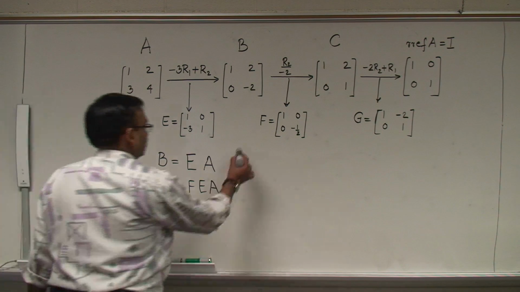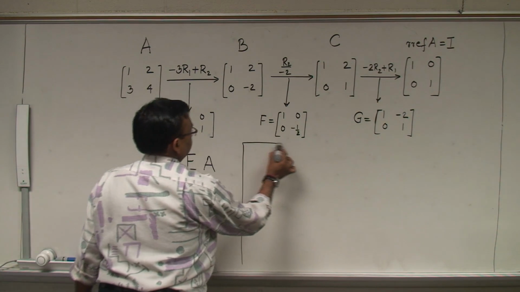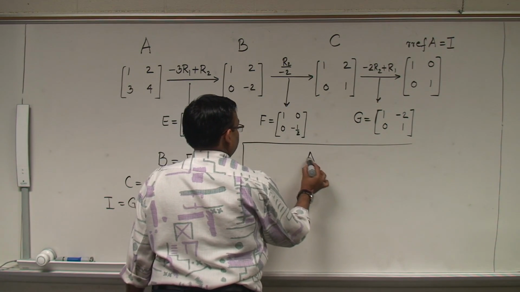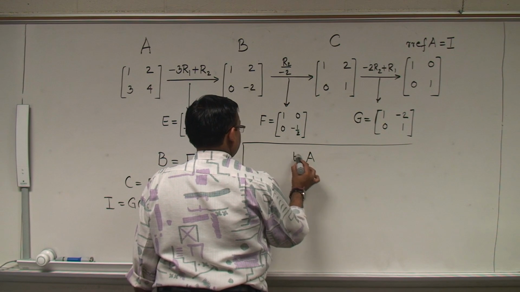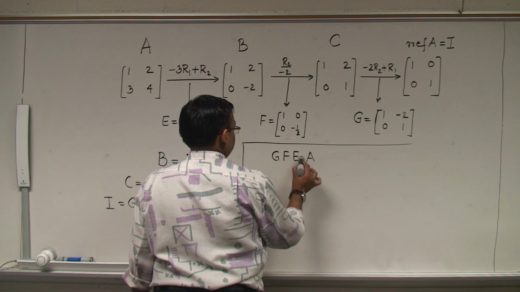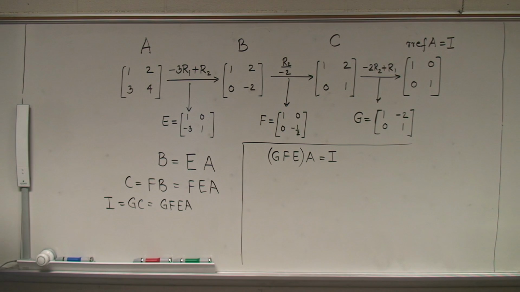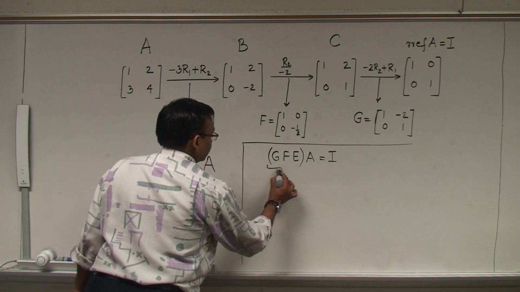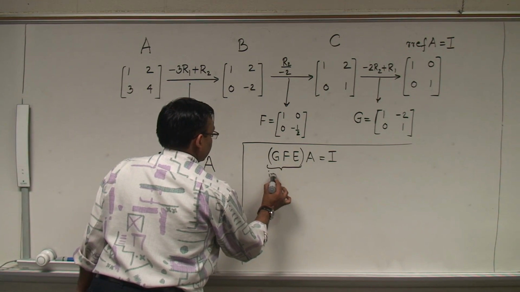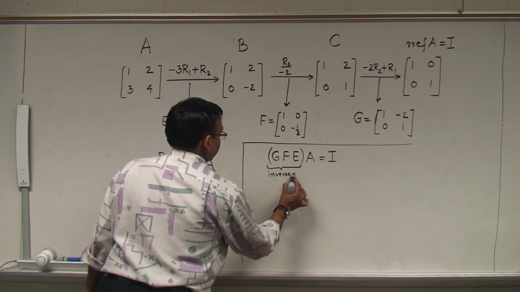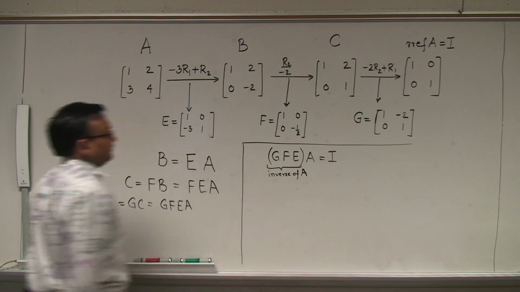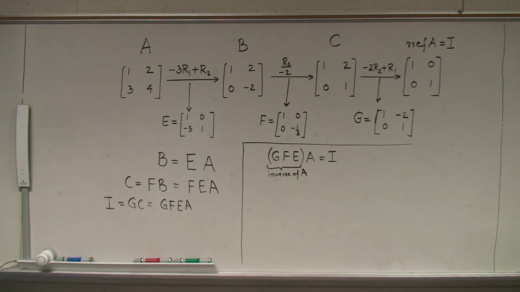Okay, so in a nutshell, what have I done? Can I say that A, when multiplied by E, then F, then G, on the left will give me my identity matrix? So first things first, can I say that this product of these matrices will be the inverse of A? So at least I have been able to write the inverse of A as a product of elementary matrices.